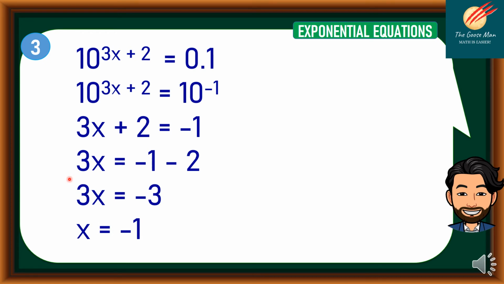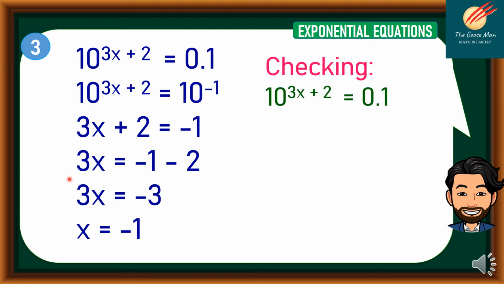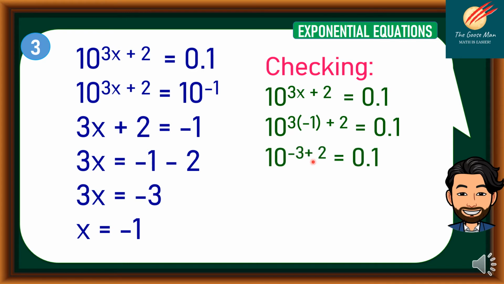Now, to verify whether our answer is correct or not, I'll substitute x equal to negative 1 into the equation 10 raised to 3x plus 2. So I have here 10 raised to 3 times negative 1 plus 2, is it equal to 0.1? So I have here 10 raised to negative 3 plus 2, is it equal to 0.1? But then, 10 raised to negative 1 is equal to 0.1. So truly, 0.1 is equal to 0.1. Therefore, the value of x is equal to negative 1.